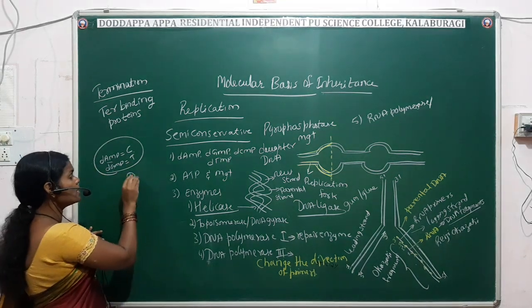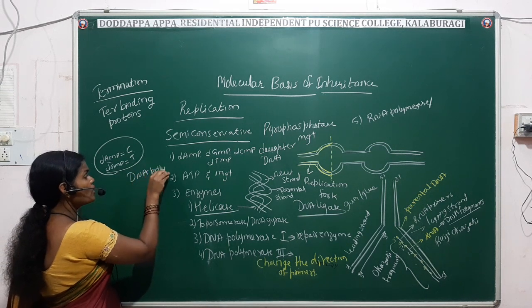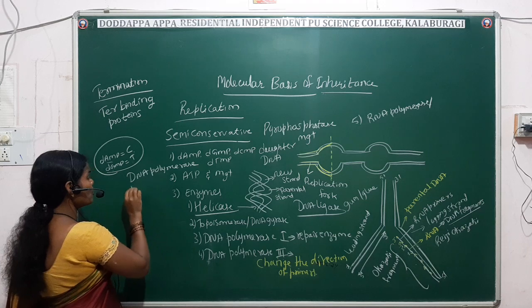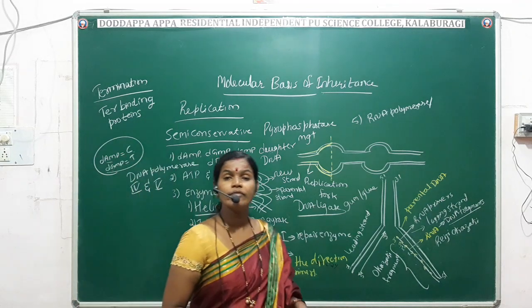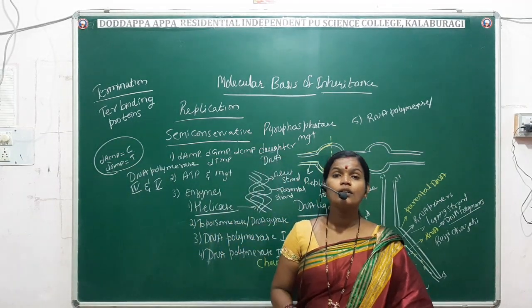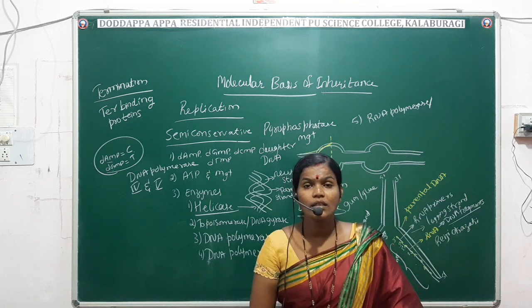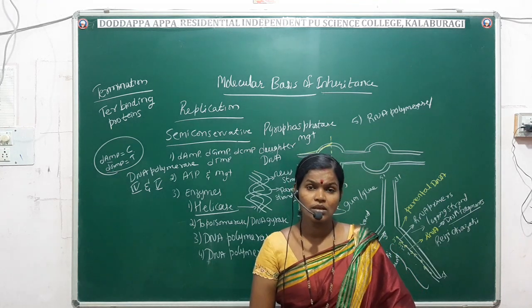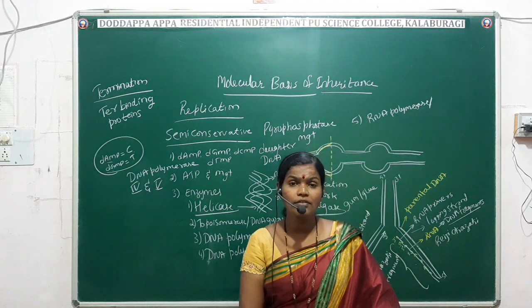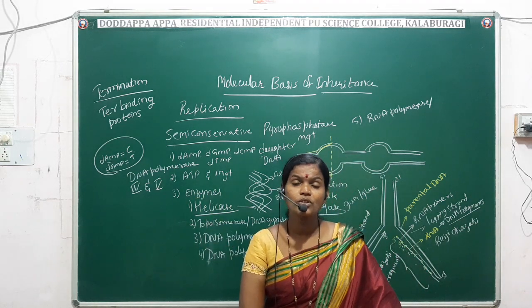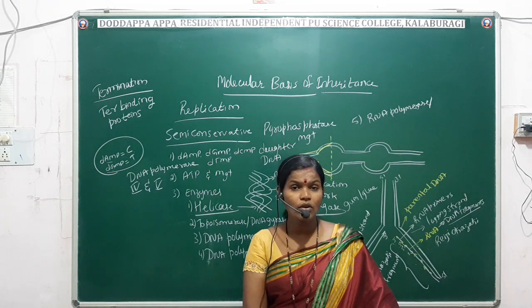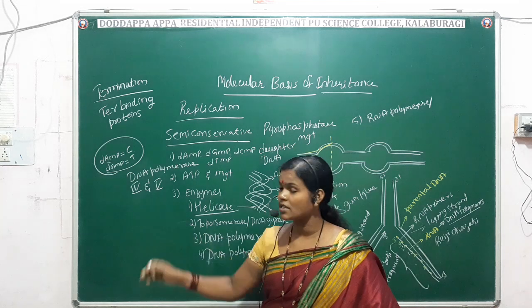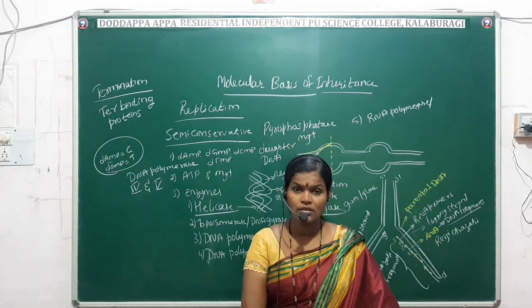the enzymes called DNA polymerase 4 and 5. Okay, DNA polymerase enzymes 4 and 5. These are the enzymes which are repairing the wrong nucleotides and making them go in the correct sequence. That is, DNA polymerase 4 and 5 are the enzymes which are removing the wrong nucleotides, and these wrong nucleotides are corrected by the enzymes, making them go in a correct sequence. Understood?